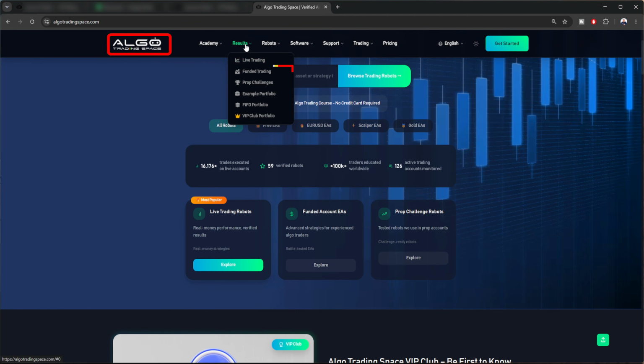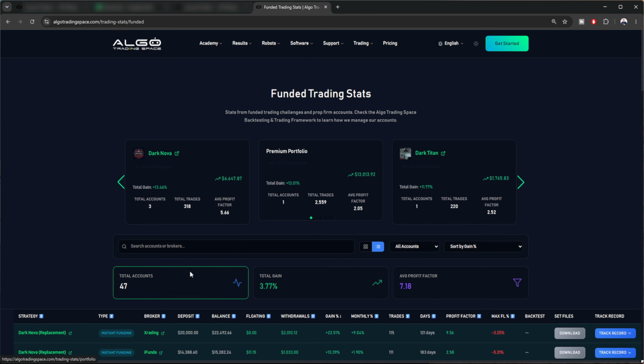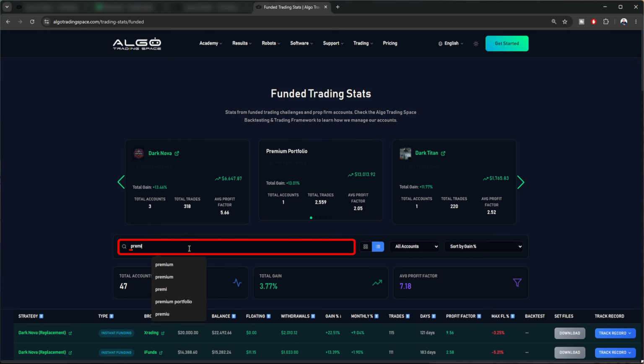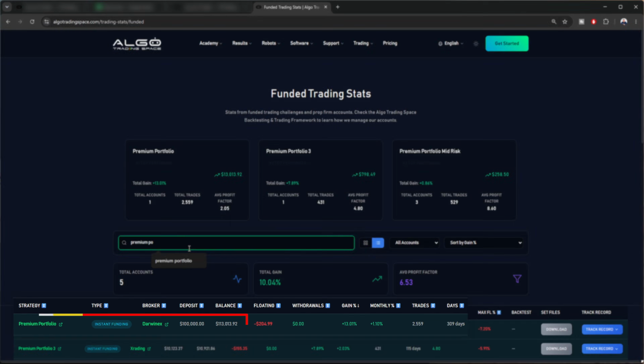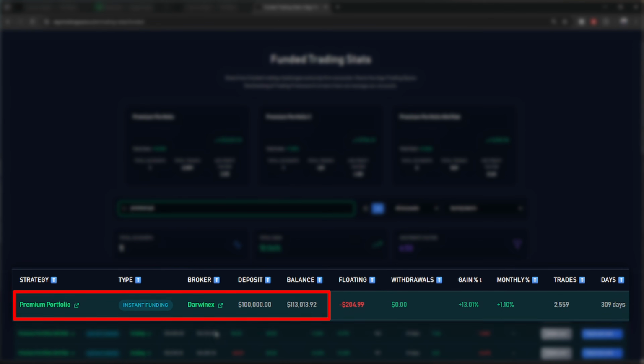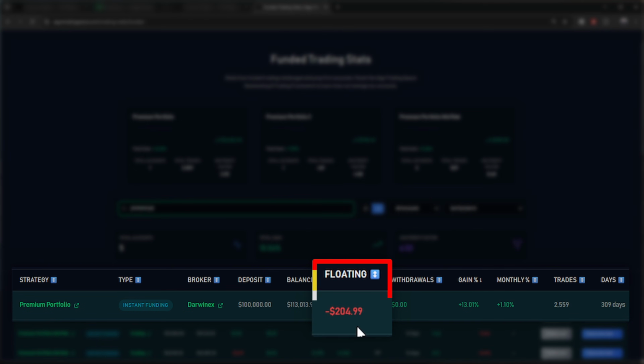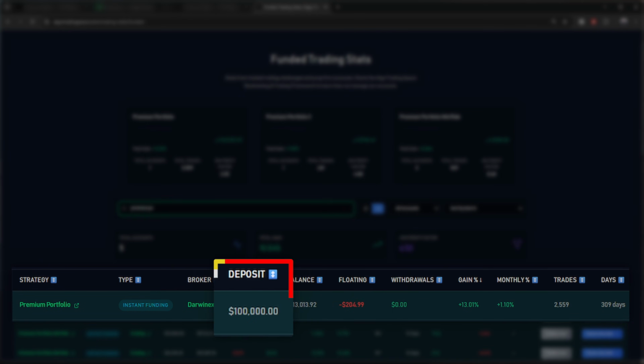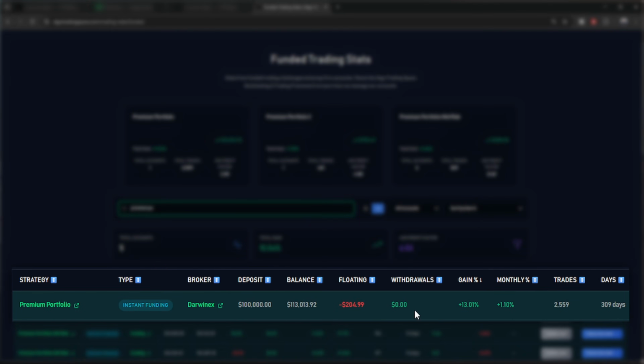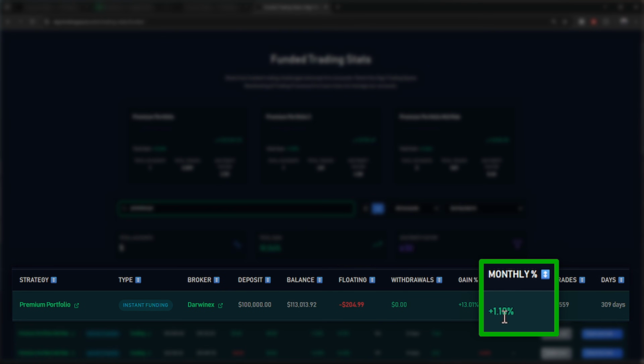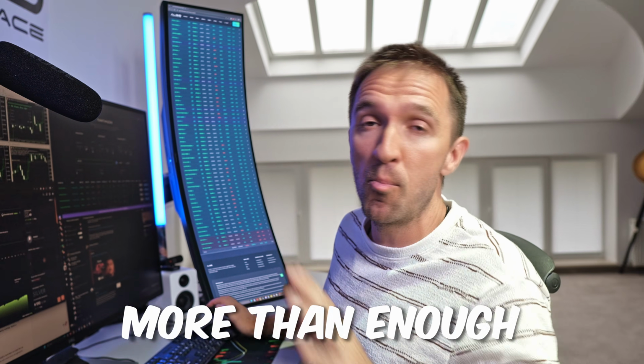So if I go to the funded trading results and I type premium portfolio, you will see this Darwinex account, which has a small floating loss. It's $200 in a 100k account, so that's a small loss. It makes 1% a month, which, like I said in many of my videos, is just more than enough.